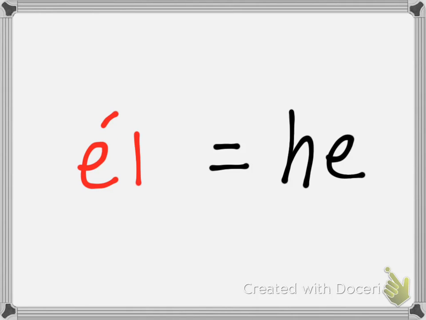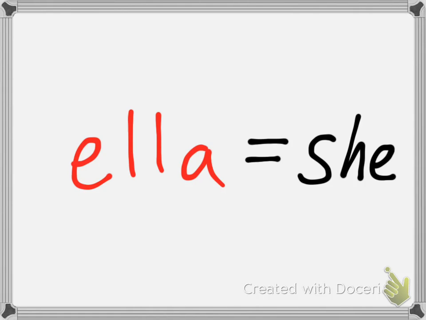Él is he, with an accent mark over the e. That accent mark is important, and it changes the meaning without the accent mark. So make sure you have that on this pronoun. Él, E-L, with an accent on the e. Ella is she. Make sure you pronounce the double L as a y, so it's not ella, it's ella. So it's more of a Y sound, as you should remember, so ella.